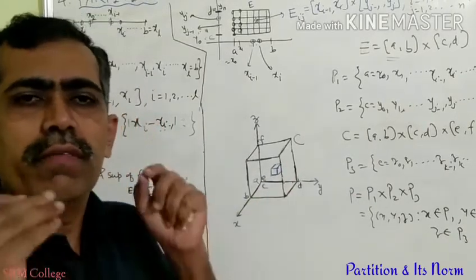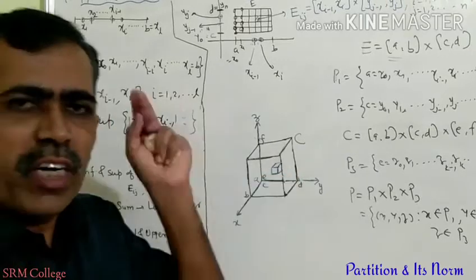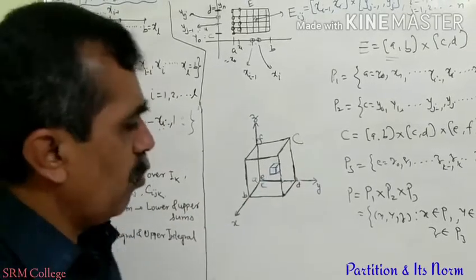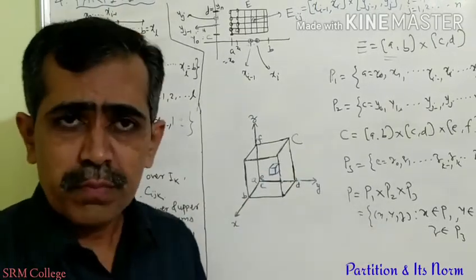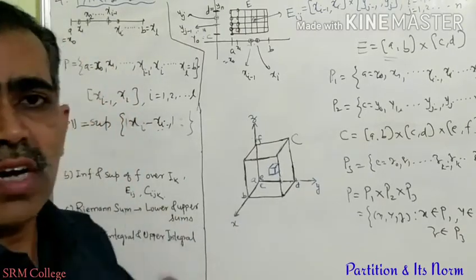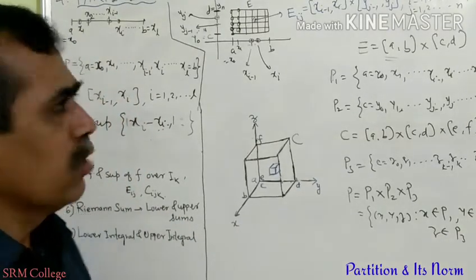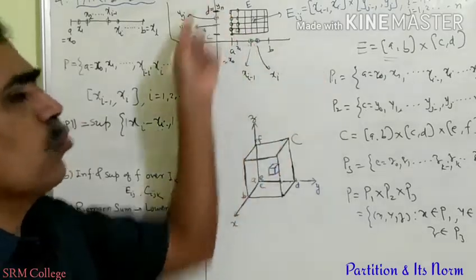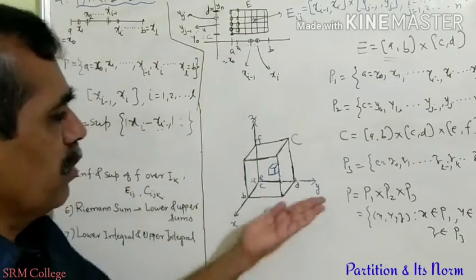To partition the cuboid, what you have to do is draw planes parallel to the coordinate planes. What do you mean by coordinate planes? Here we have seen coordinate axes, the x-axis, the y-axis. Now the coordinate planes, the xy plane.